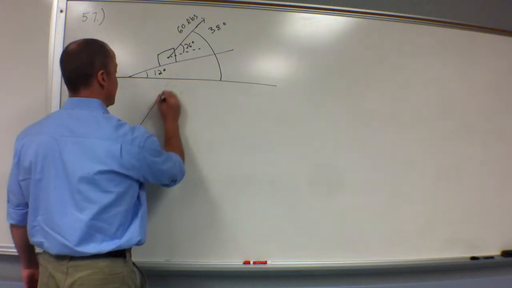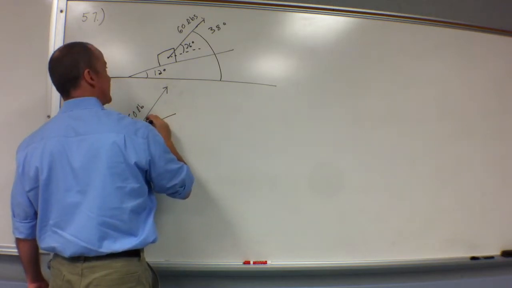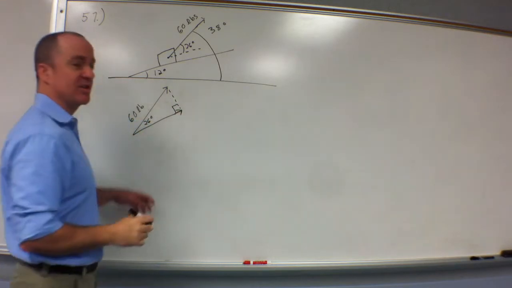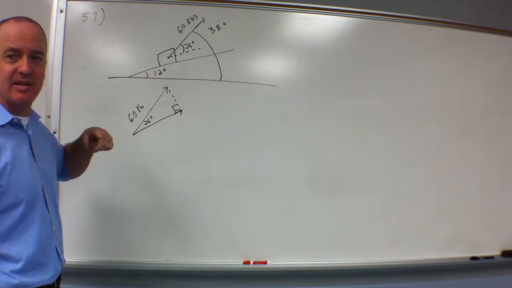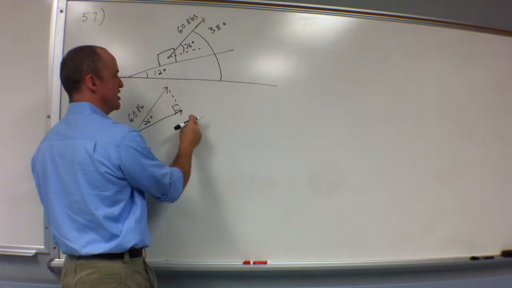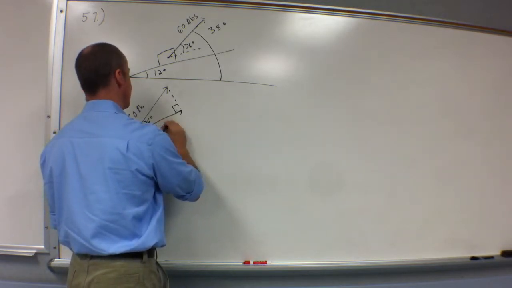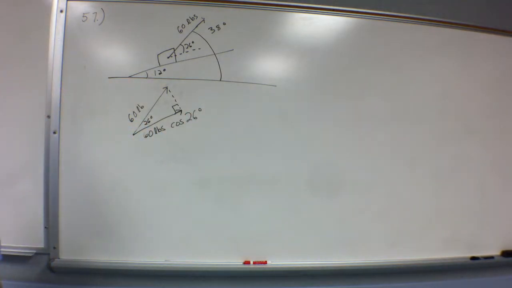We can just say this is a 60-pound vector acting on an object at 26 degrees above its path. So the force the object actually feels, how did you describe it earlier, Tim? The force that the box accepts? Yeah, the force that the box accepts is going to be whatever part of the 60-pound force is projected onto the path of the box. So that's going to be 60 pounds cosine 26 degrees. That's your force in pounds.